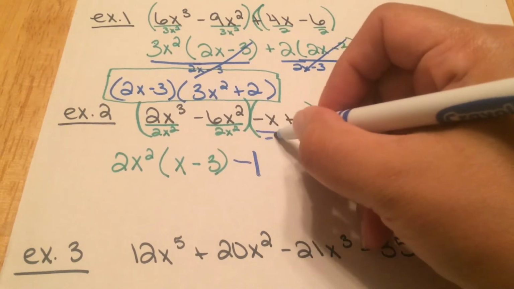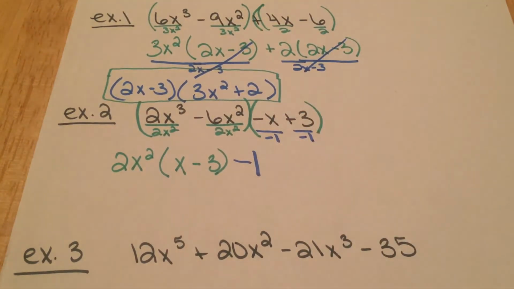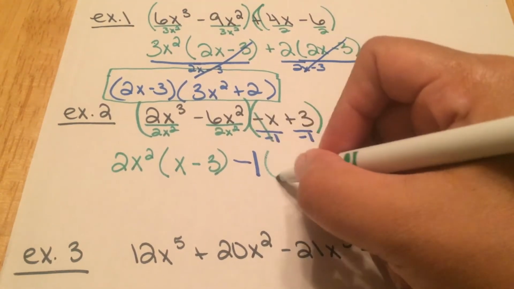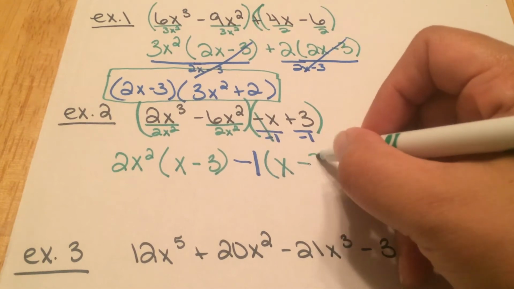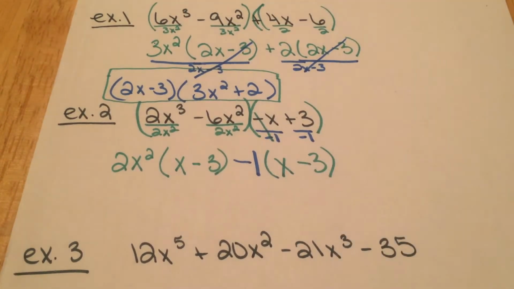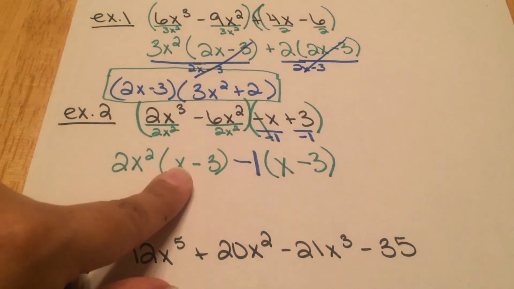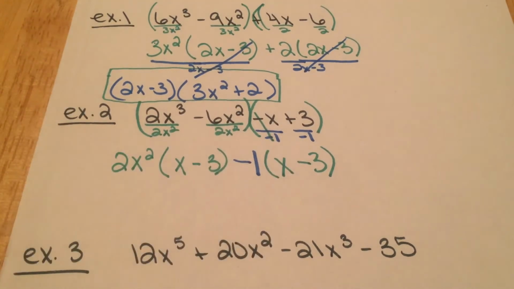And if I divide each of these by a negative 1, what's going to happen here is my negatives are going to cancel out. X divided by 1 is x. 3 divided by negative 1 will be negative 3. Now we had to do that so that we can see what the GCF is at this point. Hopefully we're able to tell that it's going to be x minus 3.